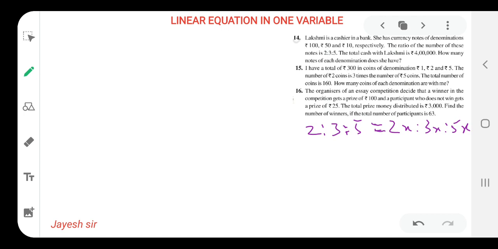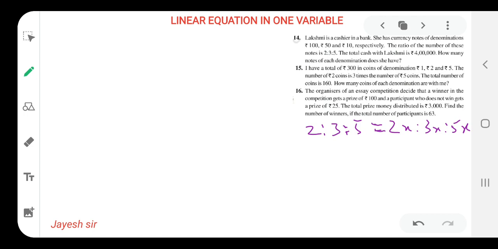Now, the ratio of the three notes is this. The total cash was 4 lakh rupees. How many notes of each denomination does she have? Now, how will we solve it? 100 rupee notes are 2x. The impressive part of the question is that 2x should be multiplied with 100.